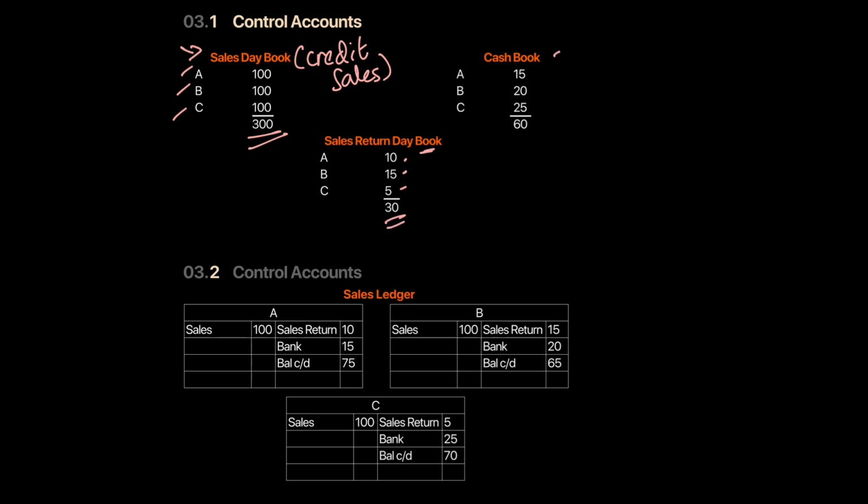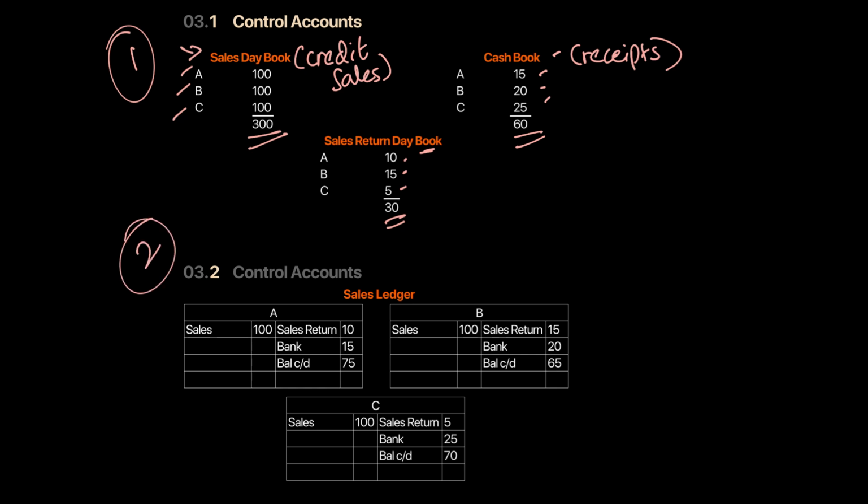Then you have your cash book where any receipts are recorded, so the money that they paid us by the end of the year or the month. So let's say A paid us 15, B paid us 20, C paid us 25. If you add that up, total receipt is 60. Now that's step 1, recording transactions in your day book. Remember, step 2 was to enter them in your ledgers. Ledgers are where you record their individual accounts. So A has an individual account, B has an individual account, C has an individual account.